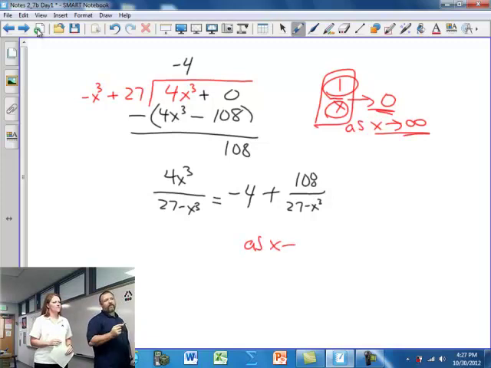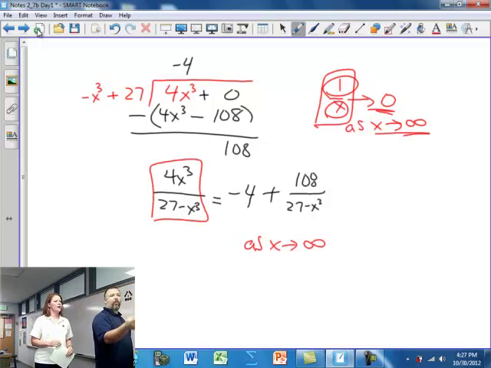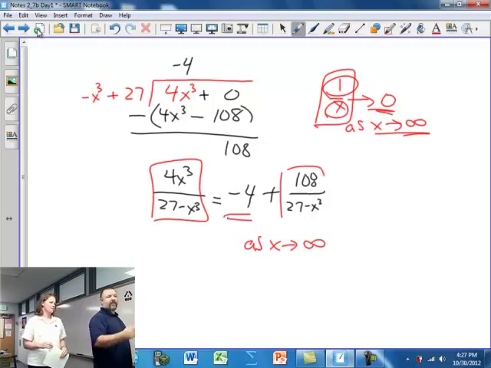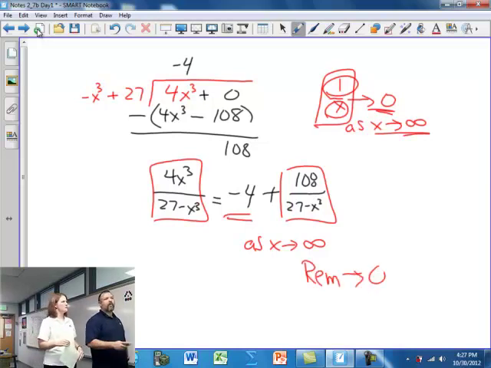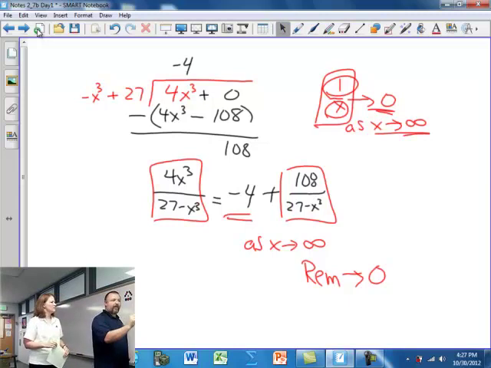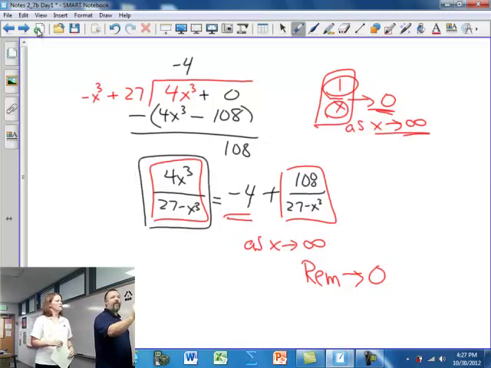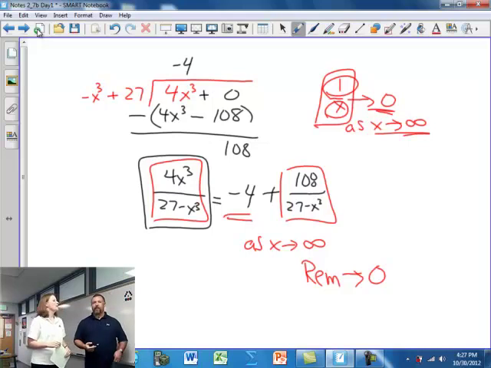As x goes to infinity, remember, we're worried about what the end behavior of this model is, but it's equal to negative 4 plus a remainder. But what happens to the remainder as x goes to infinity? Well, it's 108, but it's divided by something that's getting bigger and bigger and bigger. So it's really going to 0. This fraction, the remainder, is going to go to 0. If the remainder is going to 0, doesn't the rational function go to negative 4? So that means this whole thing, as a function, is going to approach negative 4 as x goes to infinity.